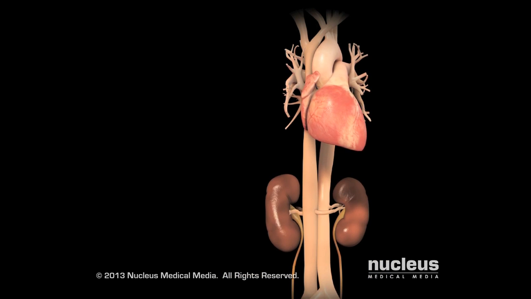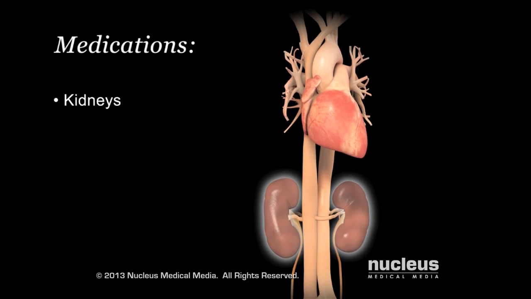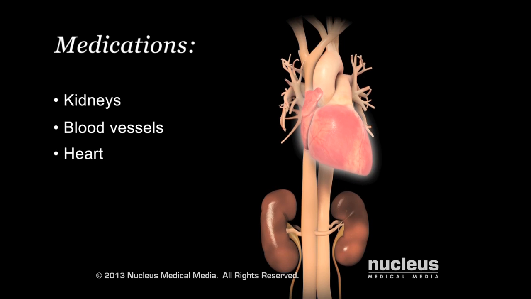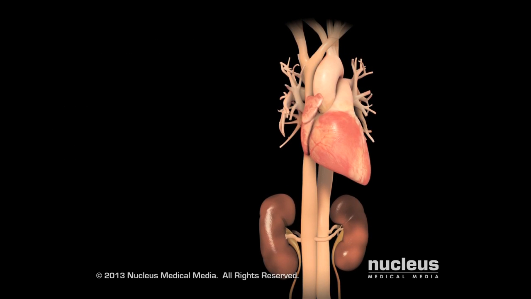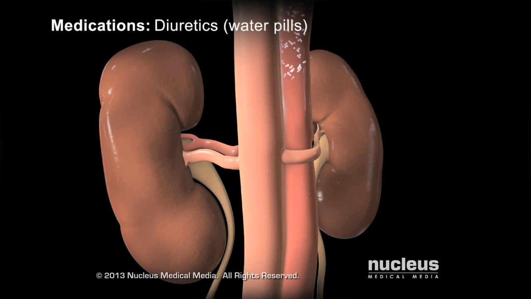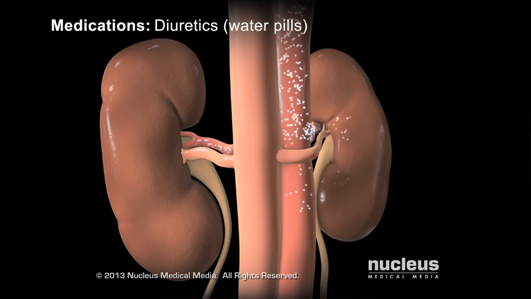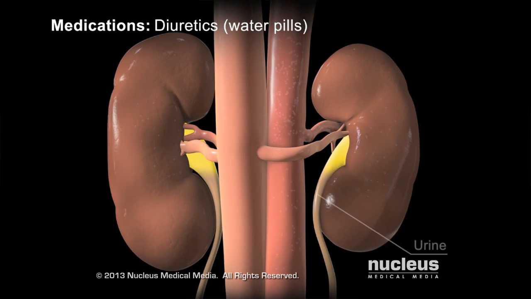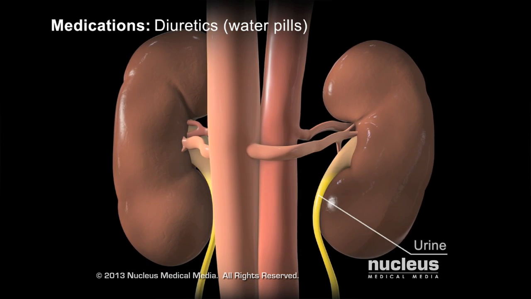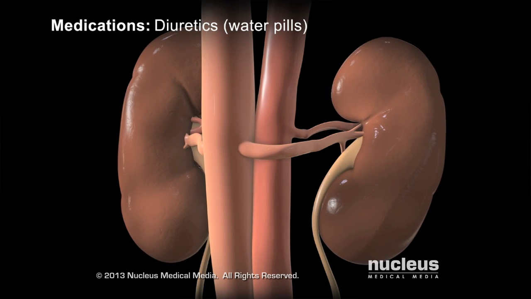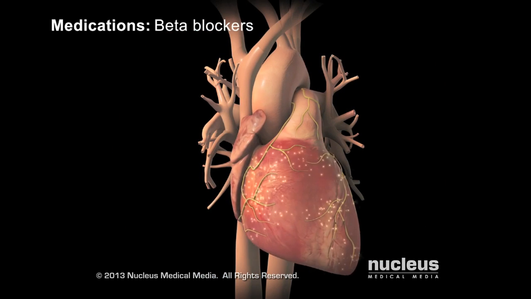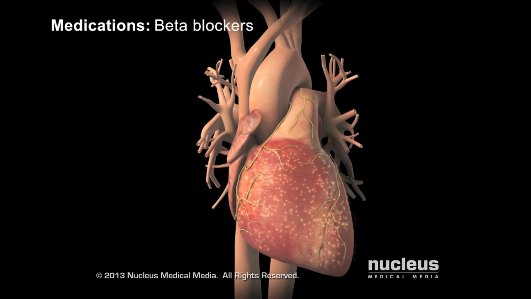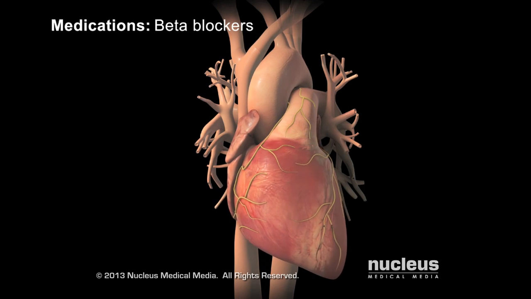Your doctor may also recommend medications that act on your kidneys, blood vessels, or heart to help reduce your blood pressure. Diuretics, commonly called water pills, cause your kidneys to move more salt and water from your blood into your urine, which reduces your blood volume and pressure. Beta blockers reduce the workload on your heart by decreasing both the rate of your heartbeat and the strength of your heart's contractions.